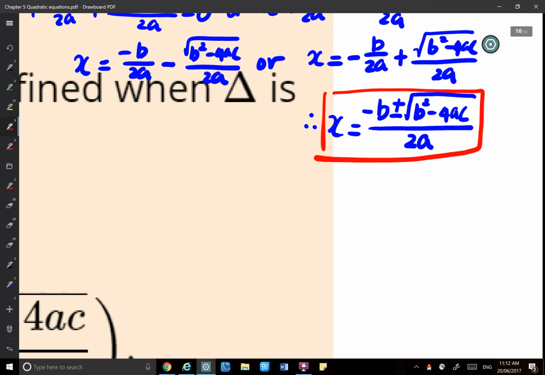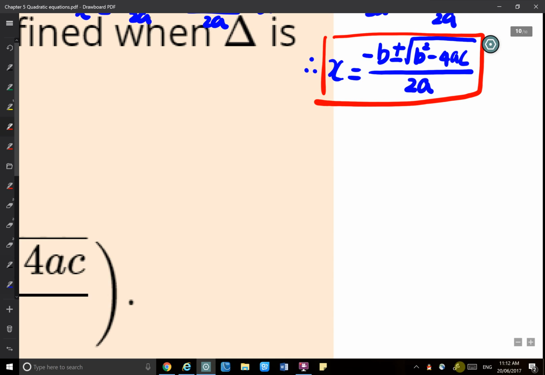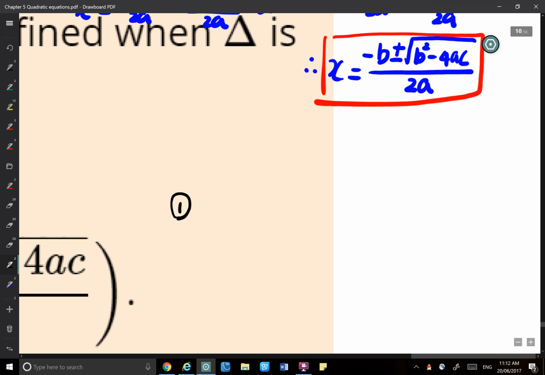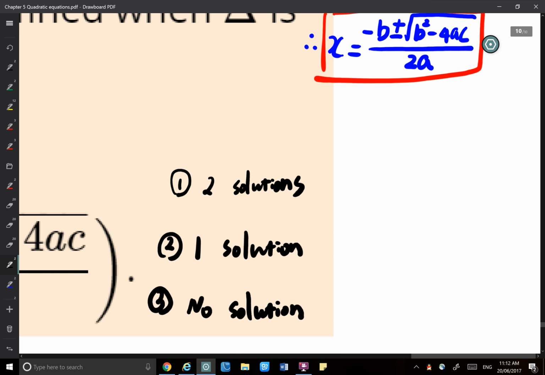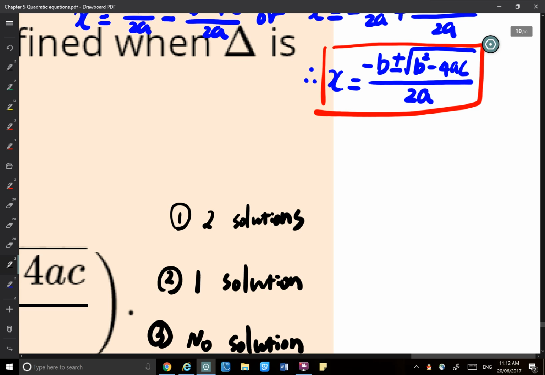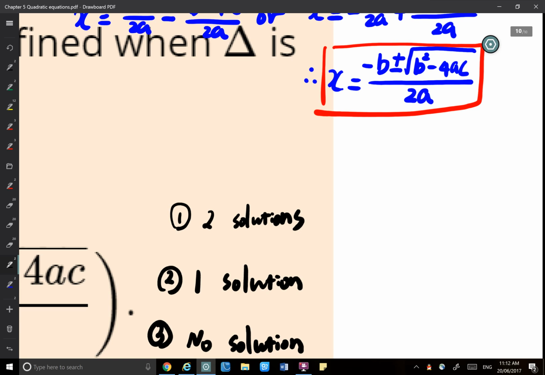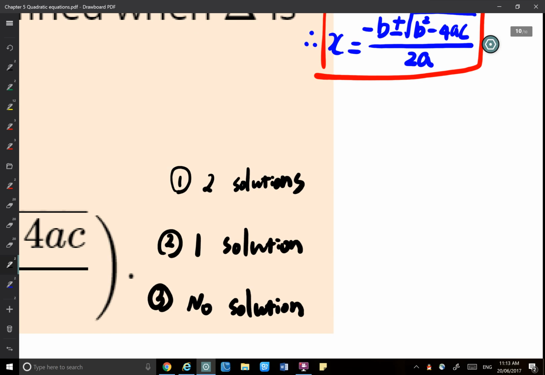Let's have a think. As I said, there are 3 cases. The first case will be 2 solutions. The second case will be 1 solution only. The third case will be no solution. So how can we know there are 2 solutions, 1 solution or no solutions by using this formula? You don't want to complete the square again and tell me, okay, no solutions, and then come back to use this formula. This formula can directly tell you which case it is.